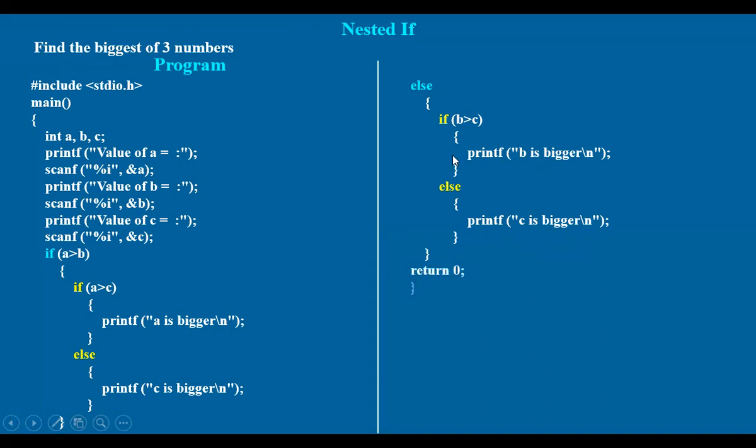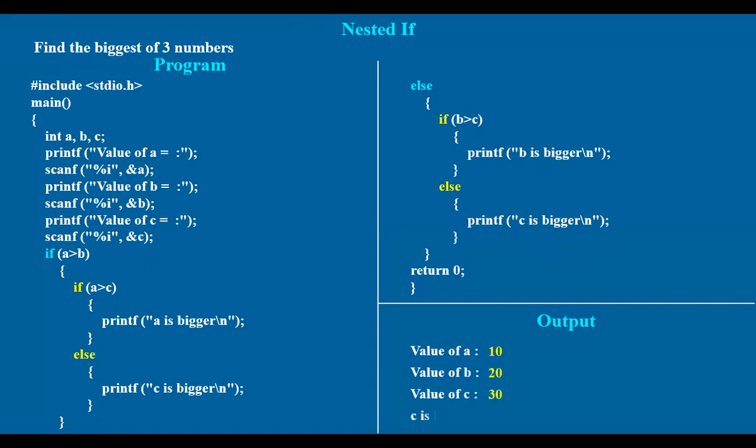Okay. So complete this, compile and execute, and let us execute this program and see. It asks for 3 values. We have given 3 values, and out of all, 30 is the biggest, so C is bigger. So it says C is bigger. The execution flow comes like this.